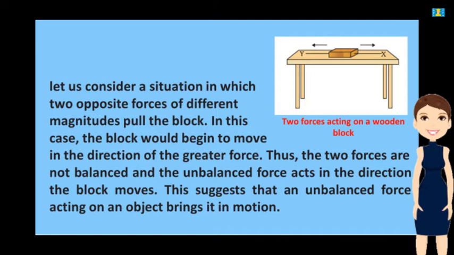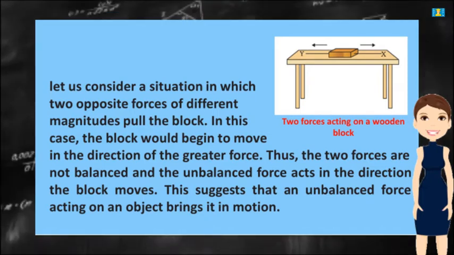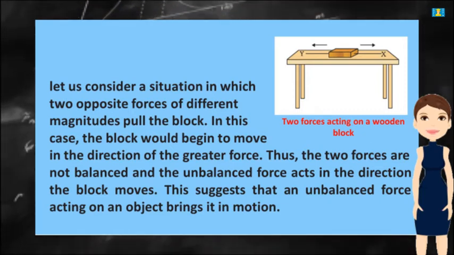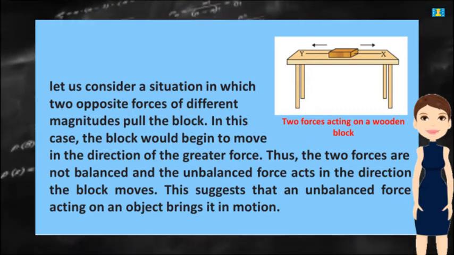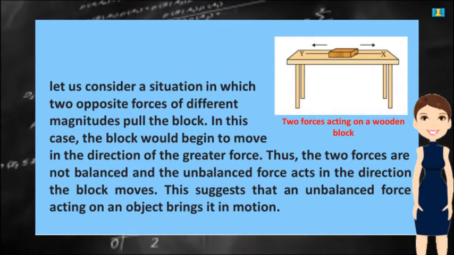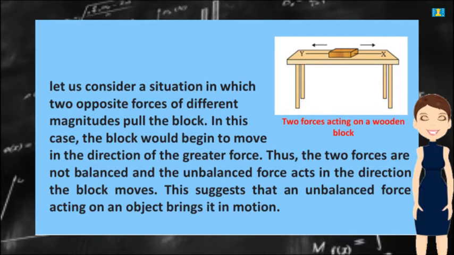Let us consider a situation in which two opposite forces of different magnitudes pull the block. In this case, the block would begin to move in the direction of the greater force. Thus, the two forces are not balanced, and the unbalanced force acts in the direction the block moves. This suggests that an unbalanced force acting on an object brings it in motion.